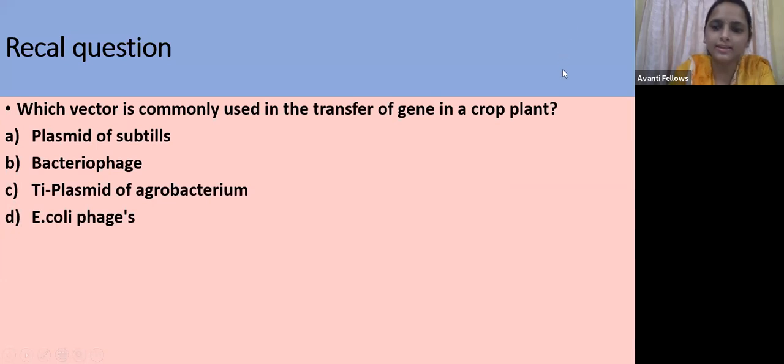Okay. So, guys, here is the question for you. Which vector is commonly used in transfer of a gene in a crop plant? I am repeating once again. Which vector is commonly used in transfer of gene in a crop plant? Crop plant, I am telling. Here are the options for you guys. Option A, plasmid of subtilis. Option B, bacteriophage. Option C, Ti plasmid of agrobacterium. Option D, E. coli phage bacteria.